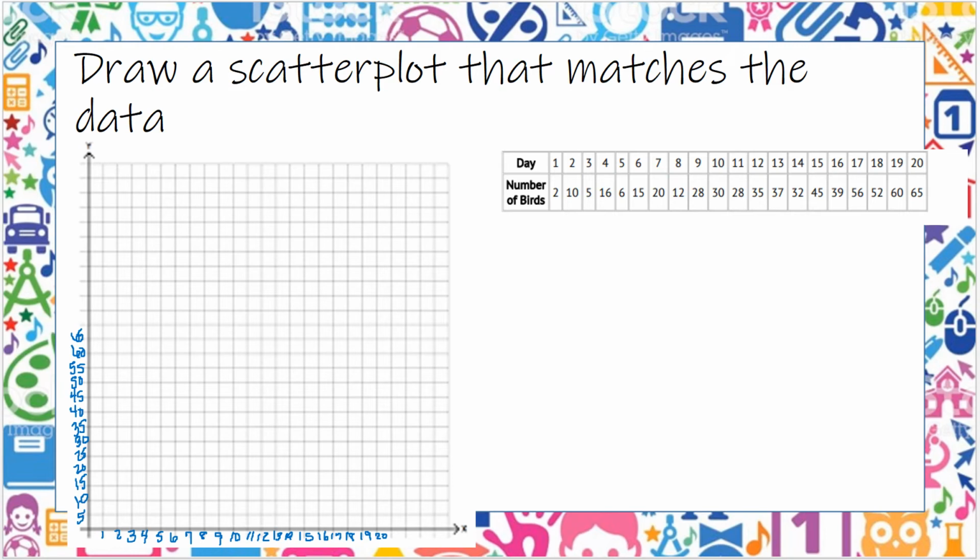So now we're going to do our first point. It's at 1 with 2 birds. So day 1 they had 2 birds. Day 2 they had 10 birds. Day 3 they had 5 birds. Day 4 they had 16 birds. Day 5 they had 6 birds. Day 6 they had 15 birds. Day 7 they had 20 birds. Whoops, sorry about that. Missed it just a tad.